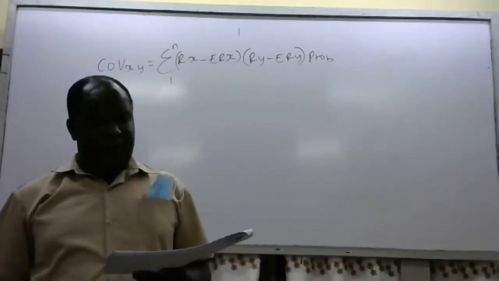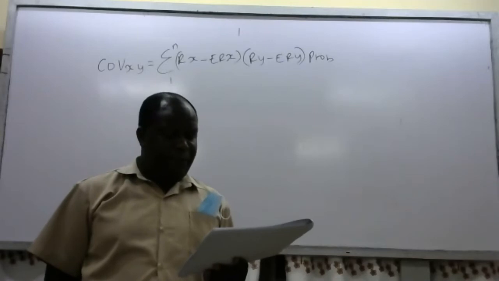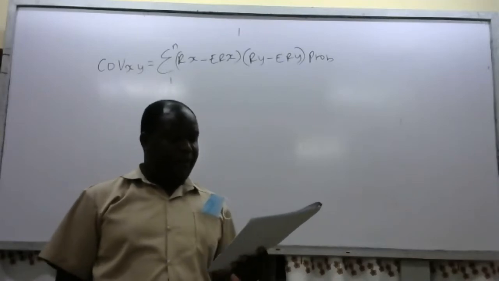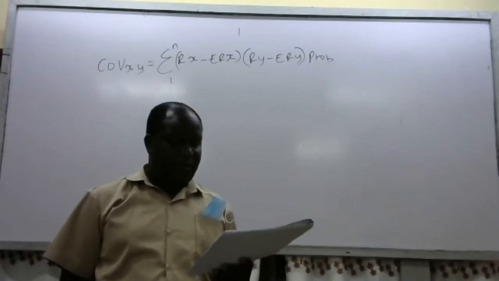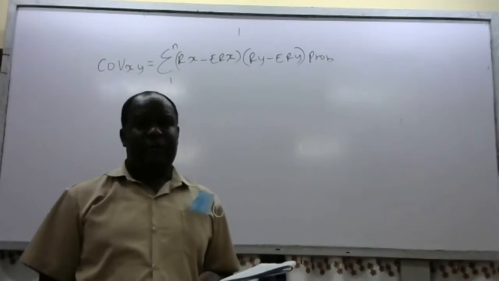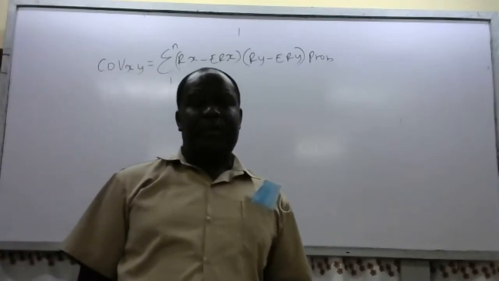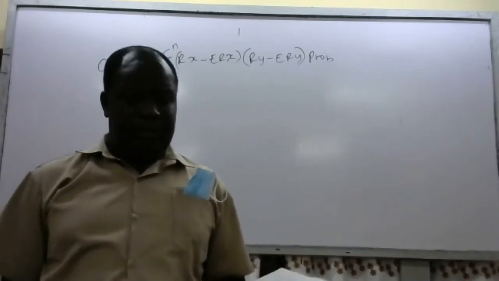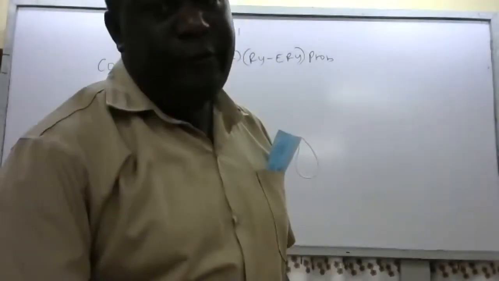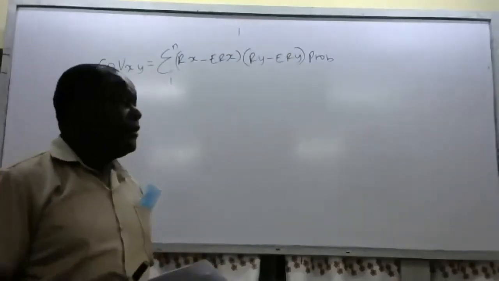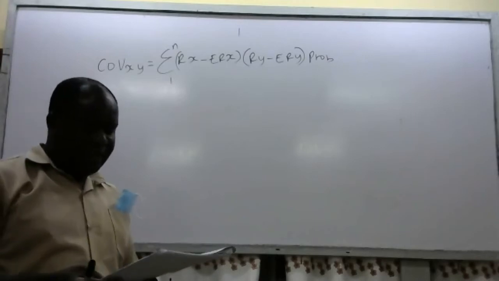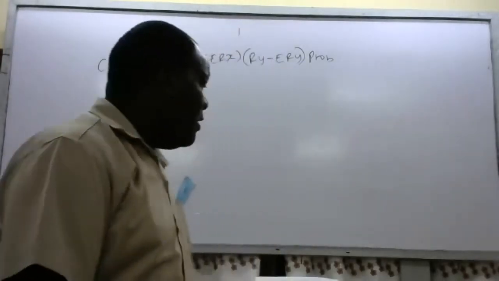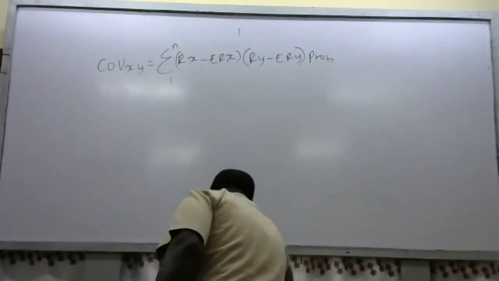So they give you the state of the economy, where we have boom, normal, and recession. They gave you the probability, returns on security X, and also returns on security Y. Required: Roman letter 1, expected return of the portfolio. Roman letter 2, correlation coefficient. Before you get the correlation coefficient, you must first get the covariance, and before you get the covariance, we must compute the expected returns. So we start with Roman letter 1, how to get the expected return on the portfolio.